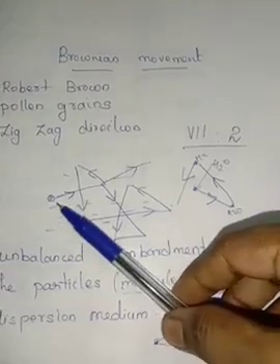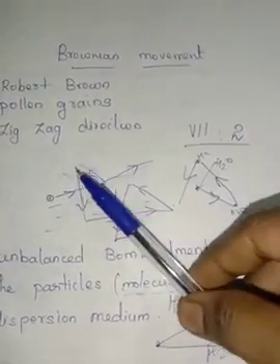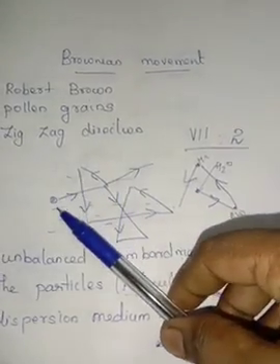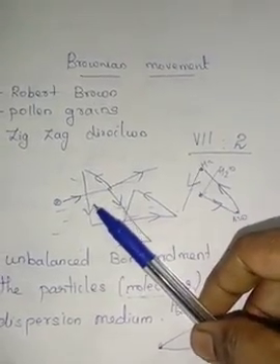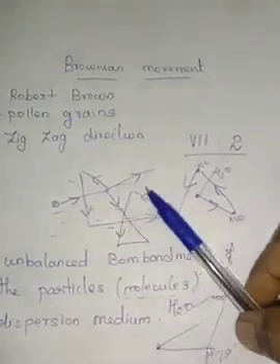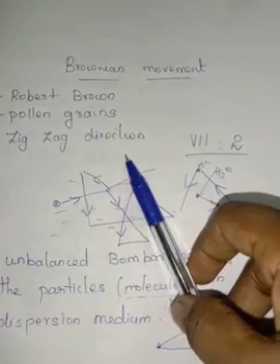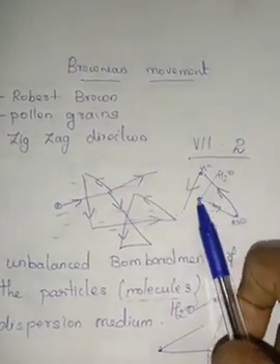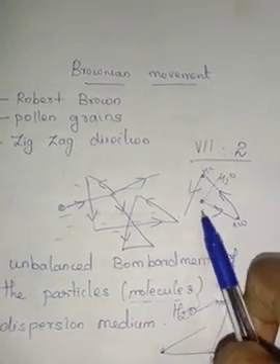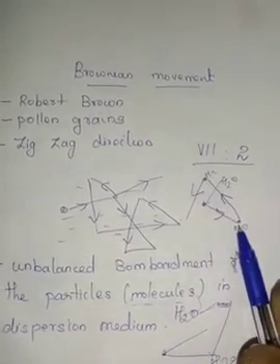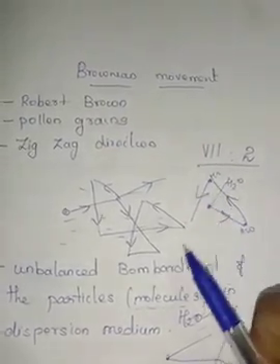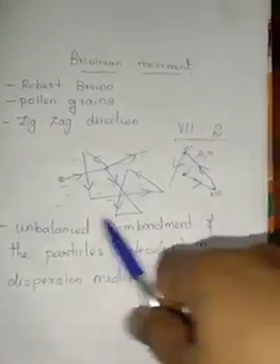This is the pollen grain. When we see, this is the water. In water, as a medium, what is present? Pollen grain. When we see under a powerful microscope, he saw these dancing here and there. This movement he named as zigzag direction. What is the reason? See here, when the pollen grain is here, it is hit by a water molecule. So from one direction, it moves to the next when another water molecule hits. From here, it is moving here. So it keeps moving due to the unbalanced bombardment of the particles.